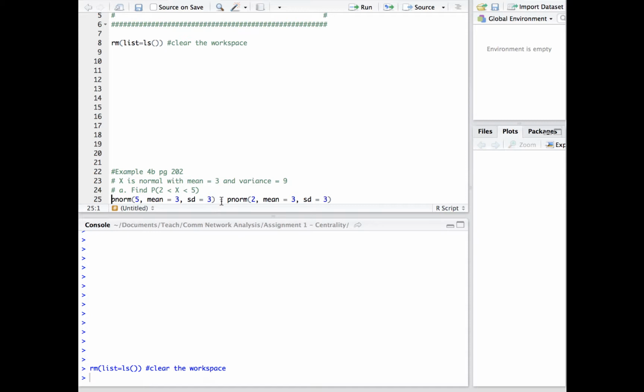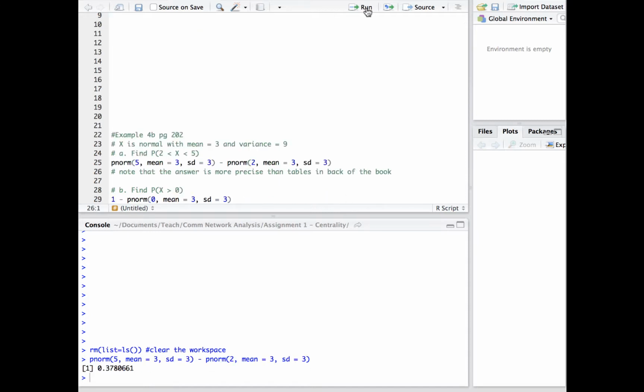Then we're going to subtract what we don't need from this set, which is the distribution function for a random variable of 2 or less, with the same mean and the same standard deviation. That will give us the probability that a random variable falls between 2 and 5 given those parameters. So if we go here, we can calculate and run that to make sure that you have the same result of 0.3780. And that will also match what you have in your textbook.